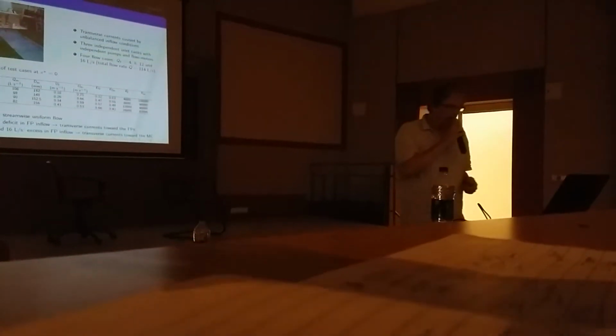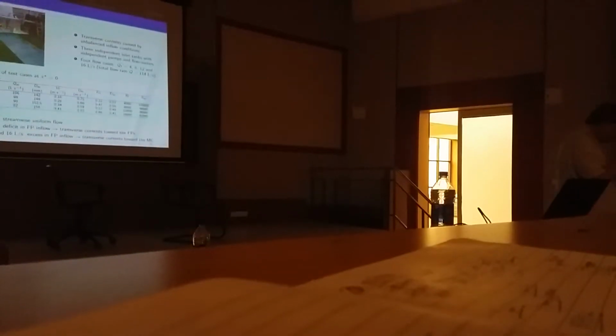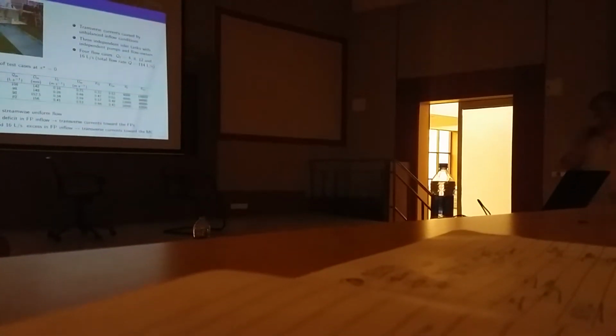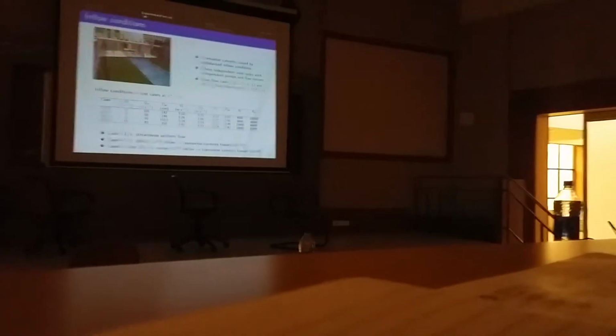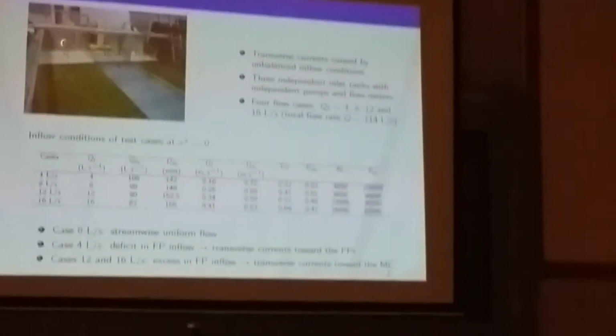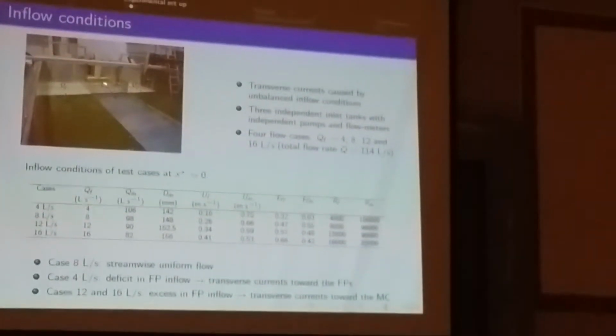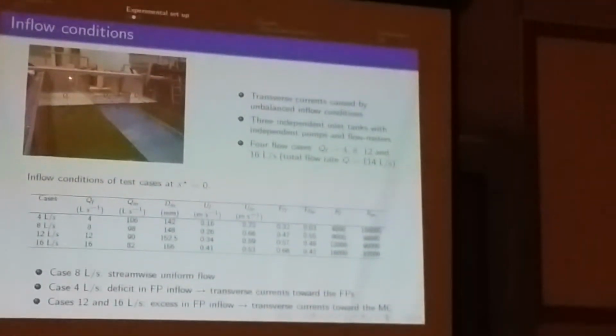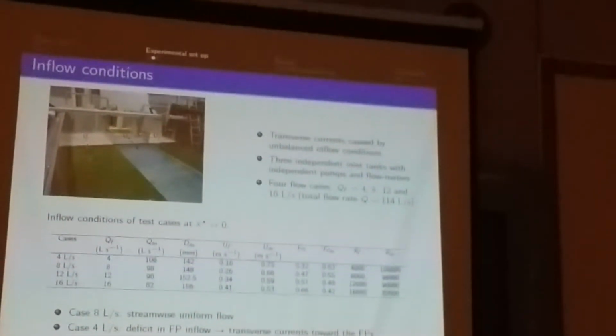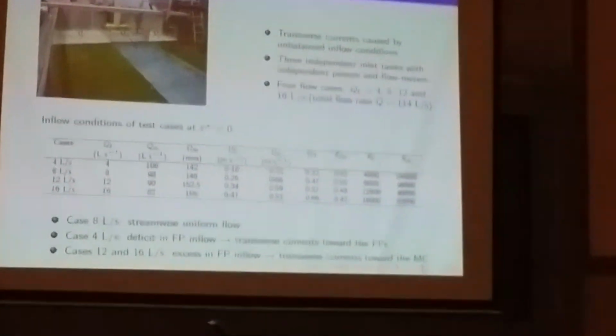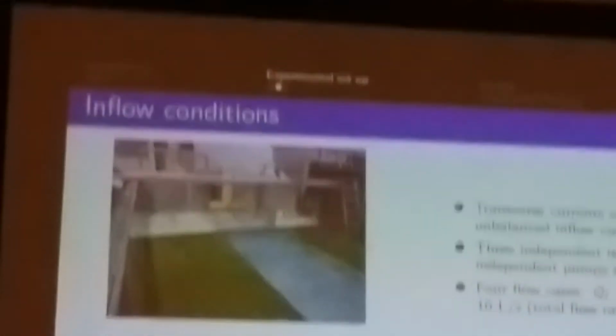So, I said that the transverse currents are caused by unbalanced inflow conditions. Here we are using 3 inlet tanks, one for the left floodplain, one for the main channel, and one for the right floodplain. QM is the discharge in the main channel, QF is the discharge in each floodplain. Okay? For each tank we have an independent pump, an independent flow meter, and we are studying 4 flow cases.